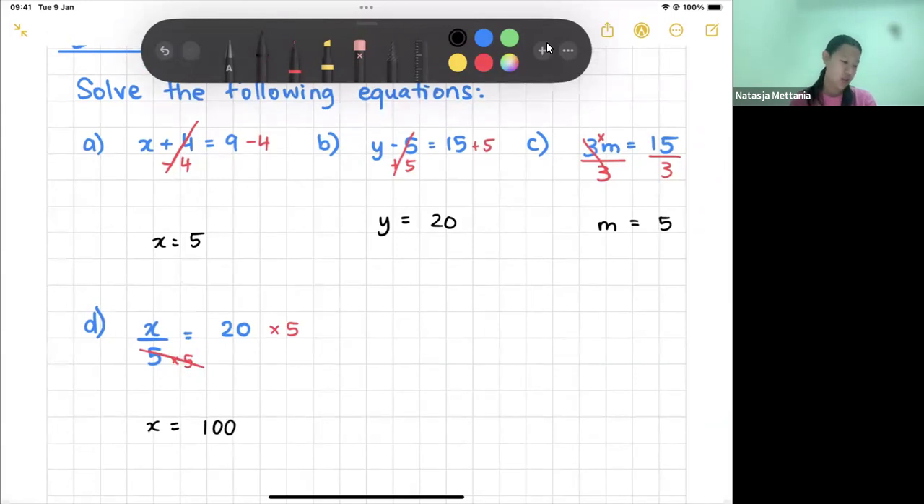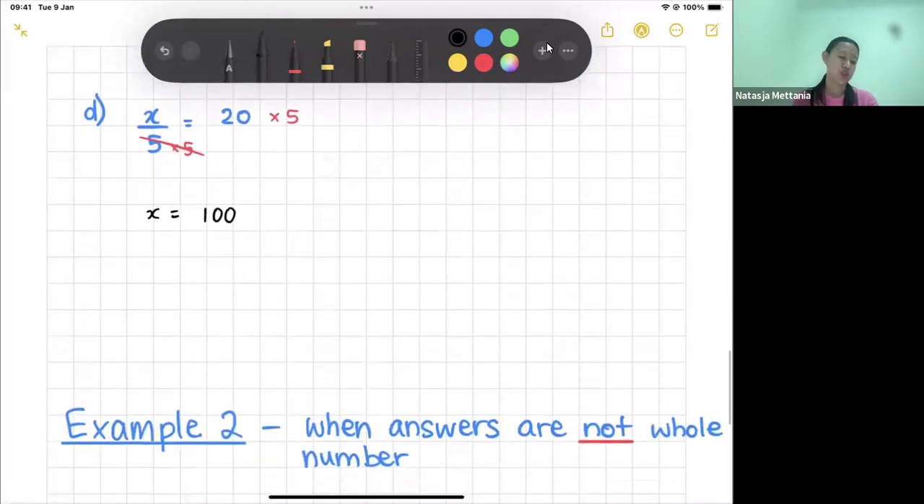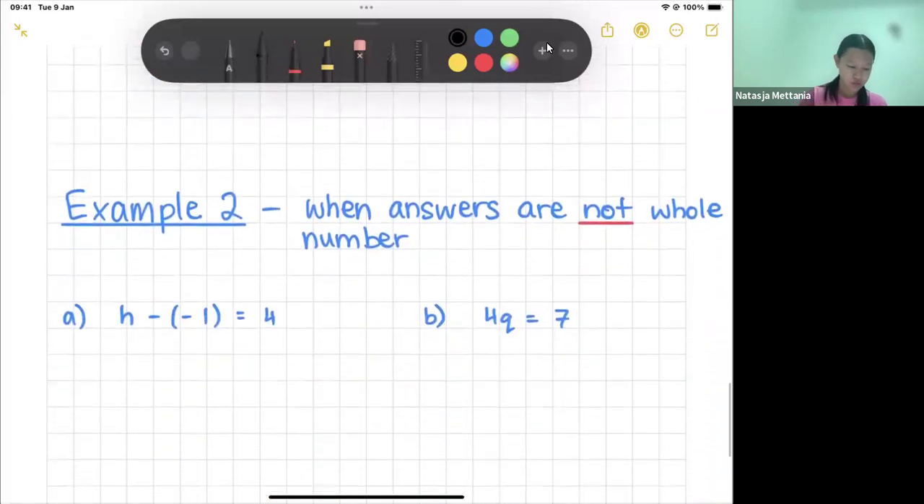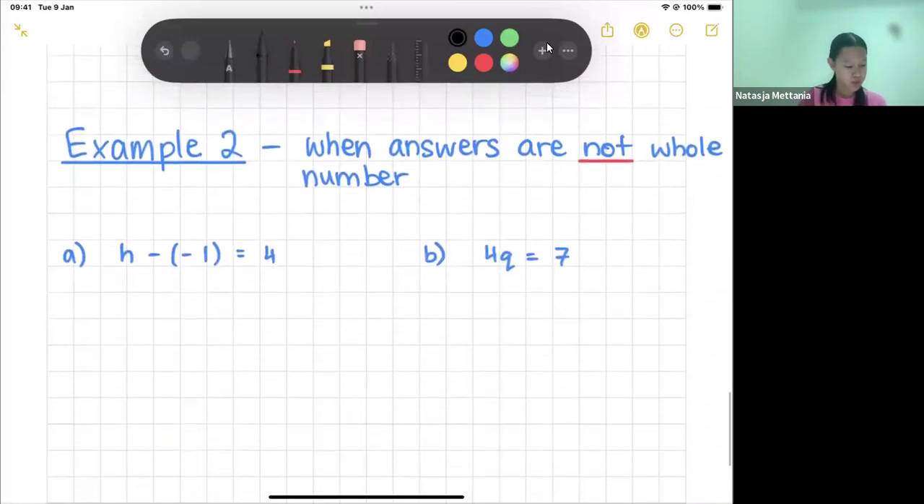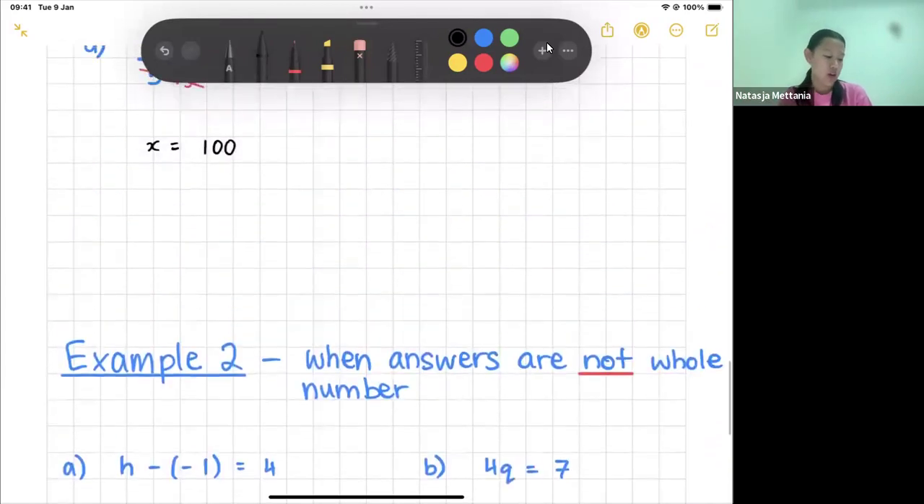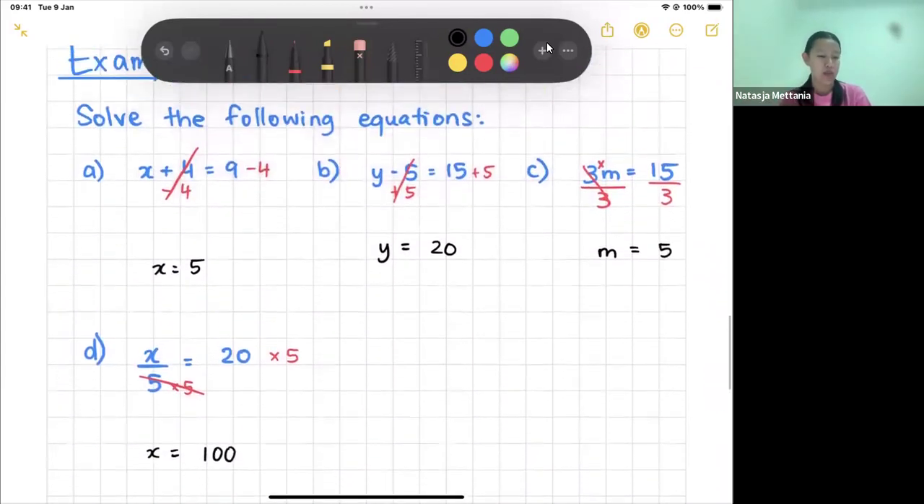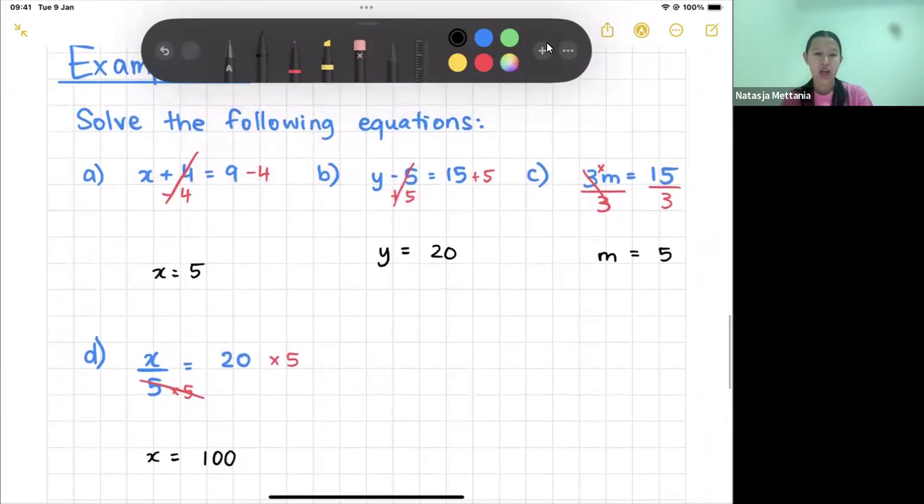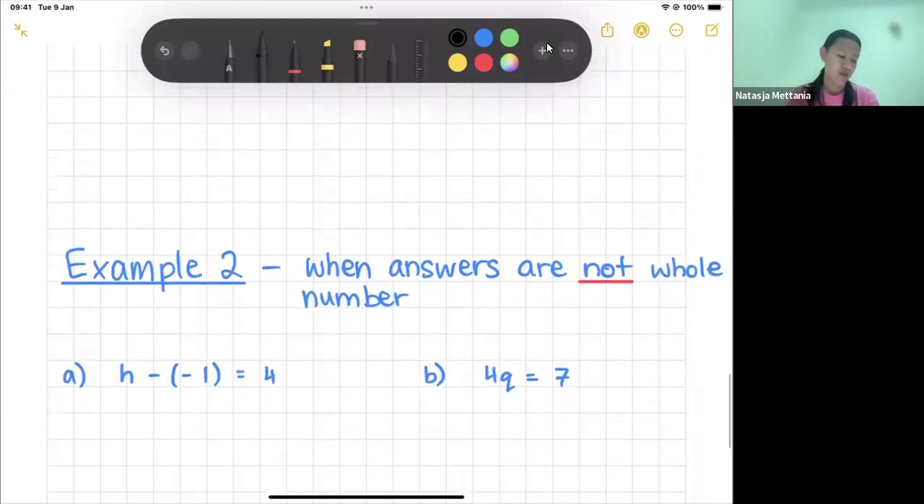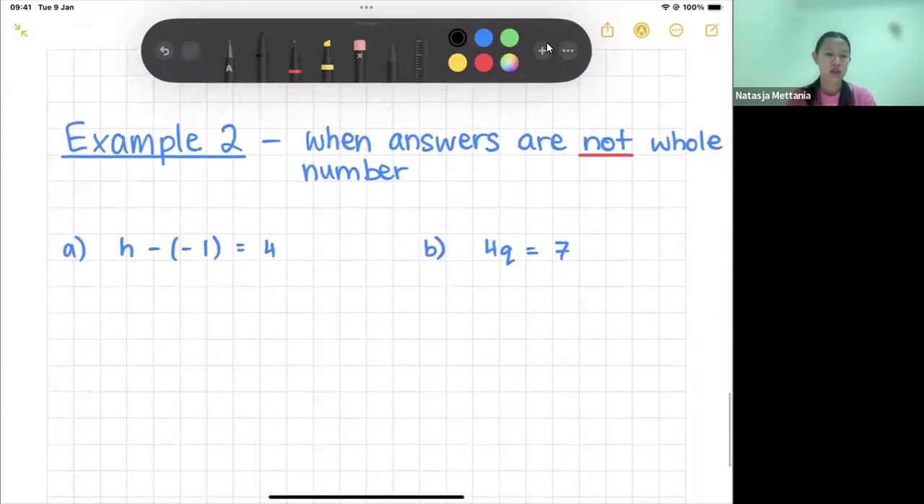Okay, hopefully that's simple enough. If you need to rewatch it, if you want to pause it, you're more than welcome to. Let's do example number 2. Now, example number 2 is when answers are not whole numbers, meaning that they're not really nice numbers like example number 1 here. They can give me a fraction, and so on and so on.